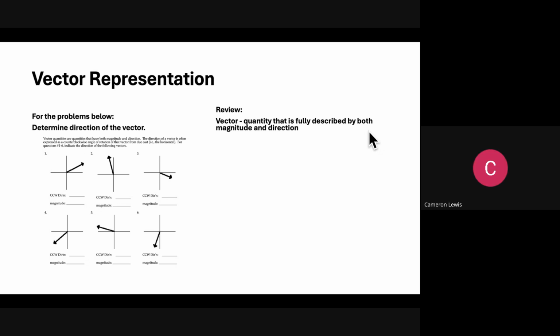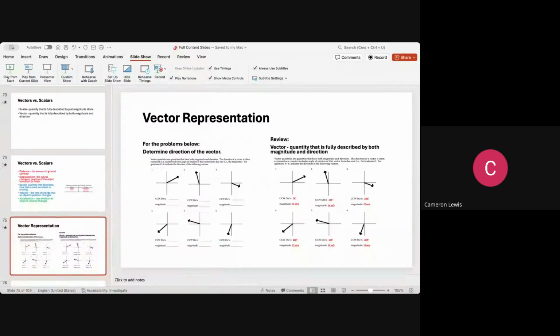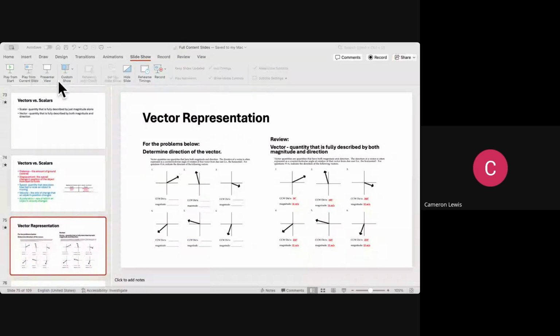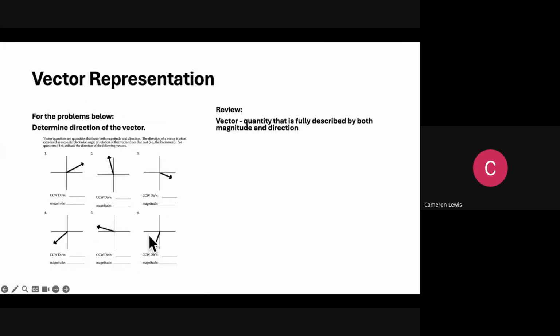Yeah, so a vector is a quantity that's described by its magnitude and direction. Now let's look at how we represent vectors. We need to describe it by its magnitude and its direction. So for this problem, we have 6 different vectors.